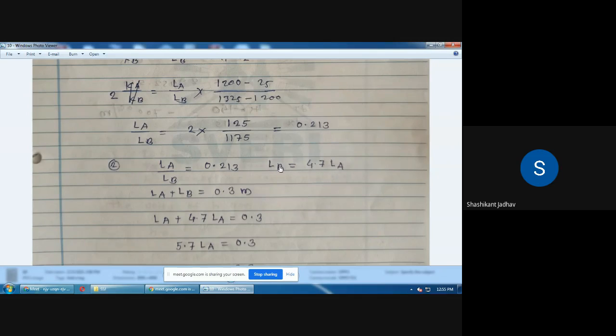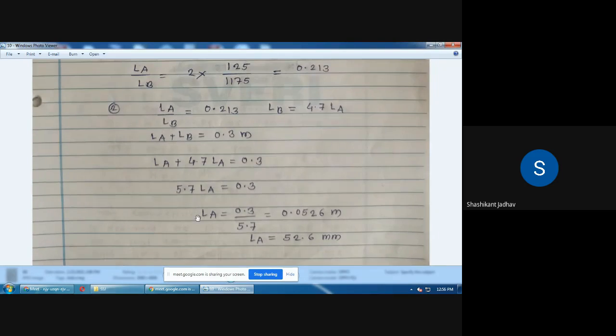And what is the value of LB? LB is in the form of LA, that is 4.7 into LA. So put that value of LB into the equation. Instead of LB, you have to put the value of 4.7 into LA. So what is the equation? LA plus 4.7 LA is equal to 0.3. So 1 plus 4.7, that is nothing but 5.7 LA is equal to 0.3.